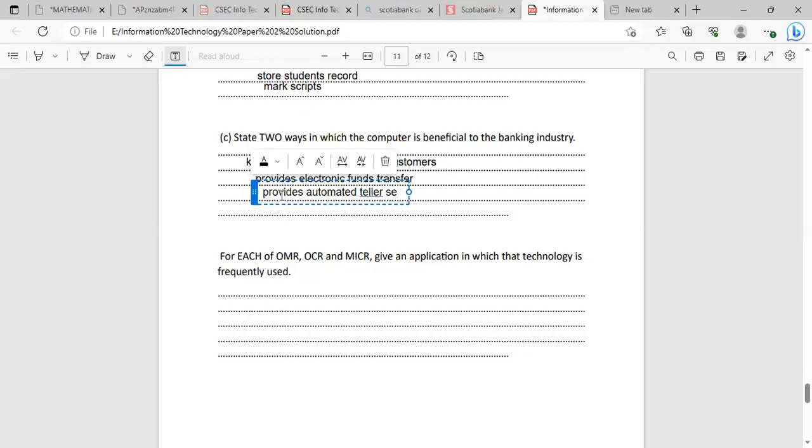I'm going to put a limit on how much money people can draw for the automated teller service. Now, for my money, if I want to draw a million, I draw a million. No, man. All right, so it serves three ways. One, keep a record of transactions. Two, provides electronic funds transfer. Three, provides automated teller service.